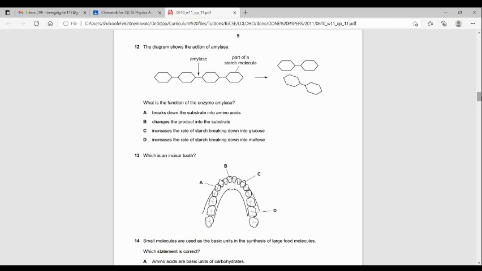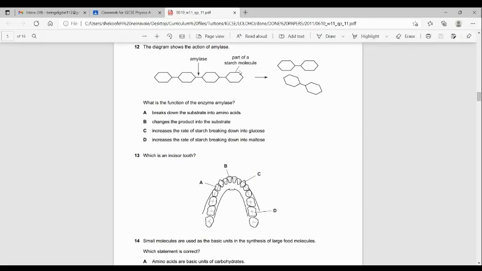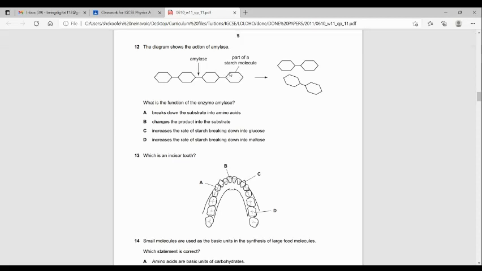Question number 12, the diagram shows the action of amylase. What is the function of the enzyme amylase? As you can see, this is a part of a starch molecule, and this is an enzyme that is acting on the bond between these molecules. A starch molecule is mainly glucose molecules linked together. This is one glucose, one glucose, one glucose, one glucose. Okay? And when amylase works on it, what happens? First it breaks the bond between each two molecules. It cannot make a single glucose molecule first.